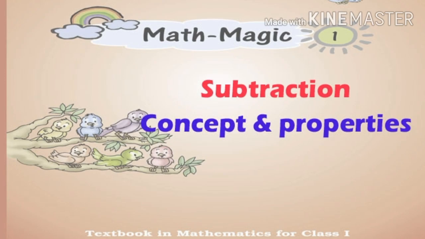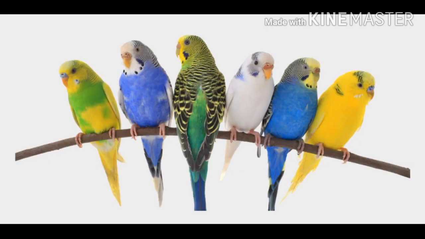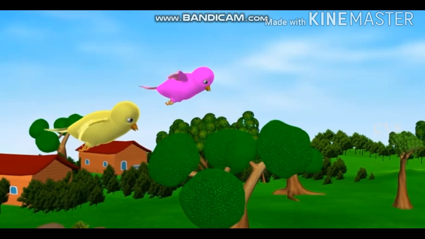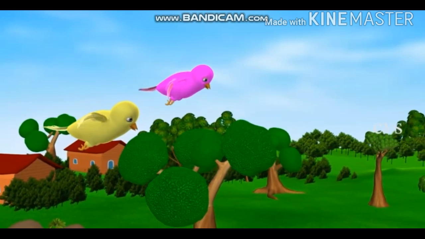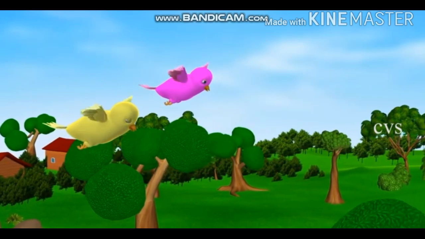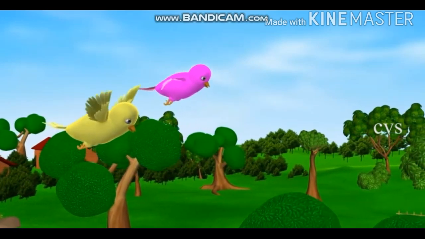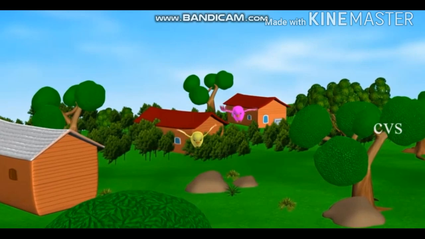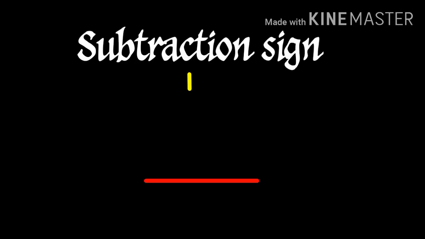So, let's start. There are 6 birds sitting on a branch of a tree. Suddenly, 2 birds flew away. Now, can you tell me, students, how many birds are left on that branch of the tree? To get the answer, we have to solve the sum. First, you have to know the subtraction sign to do the subtraction.